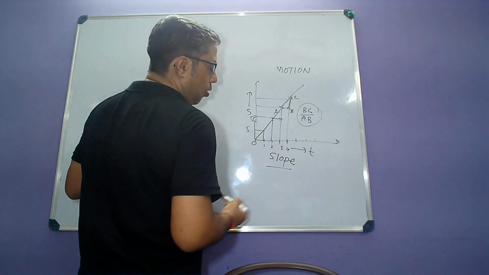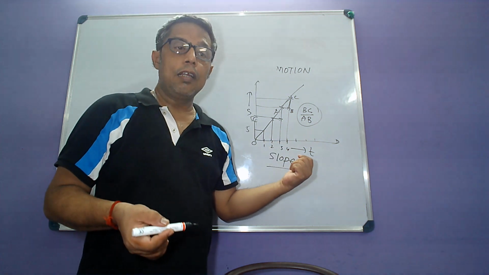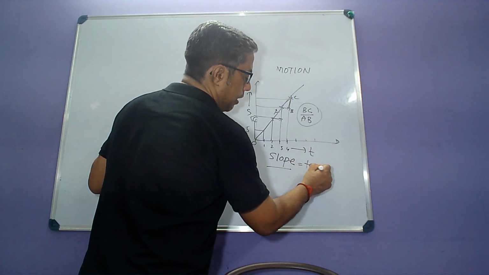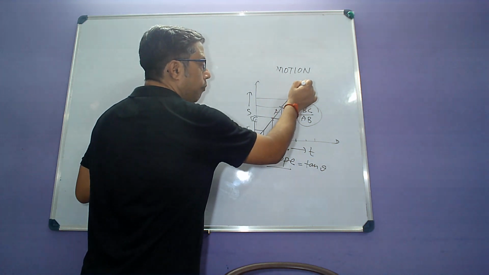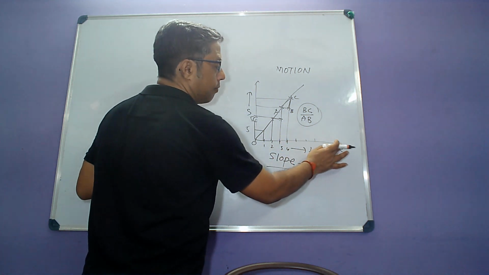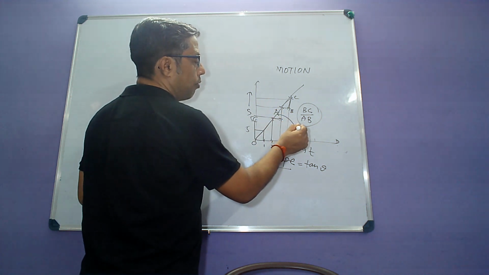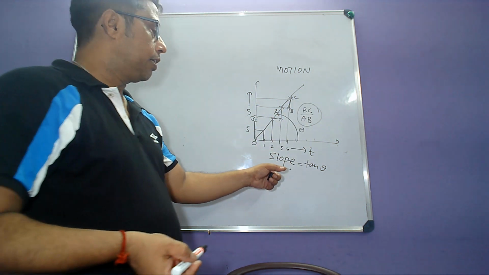So slope has two interpretations. There is a mathematical interpretation. Slope means tan theta, the tan of the angle made by this line with the positive x. If this is the x-axis, for example, from here it is theta, theta from here to the straight line. So it will be the slope. This is the mathematical explanation.